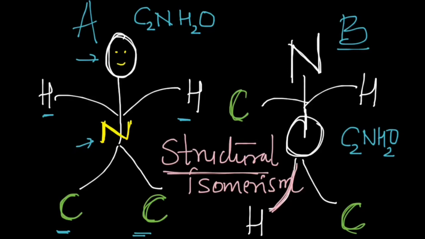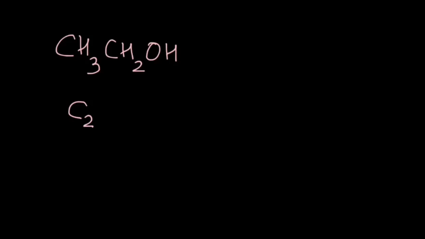Let's take a real example now. If we have CH3CH2OH, then its molecular formula is 2 carbons, C2, 6 hydrogens, so H6, and 1 oxygen, O.